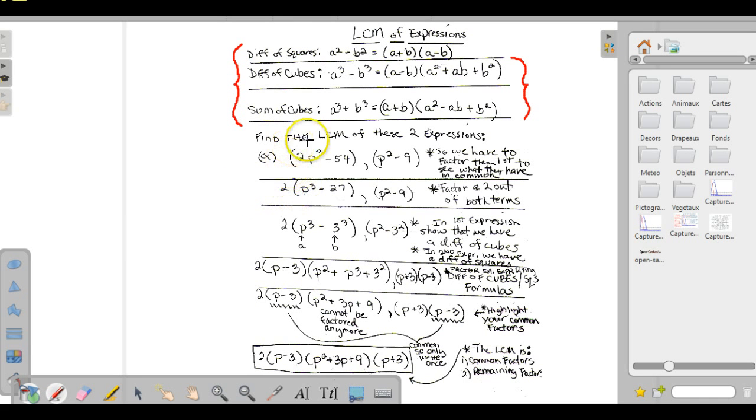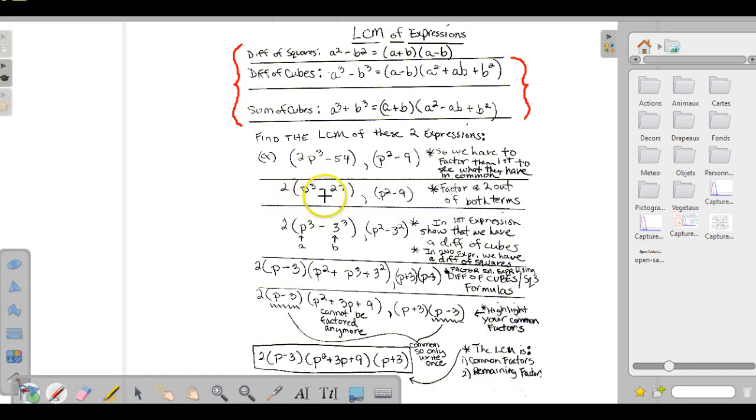Right now we'll just look at the first expression, and the first thing you want to do is try to factor out a constant. So we'll factor a 2 out of both of these terms. 2 comes out of the 2p cubed, and you're left with p cubed. A 2 comes out of 54, and you're left with 27, negative 27, because it was negative 54. So that's fine, and we just left this one alone for right now.